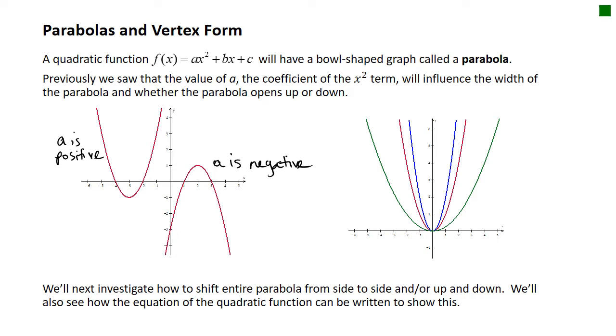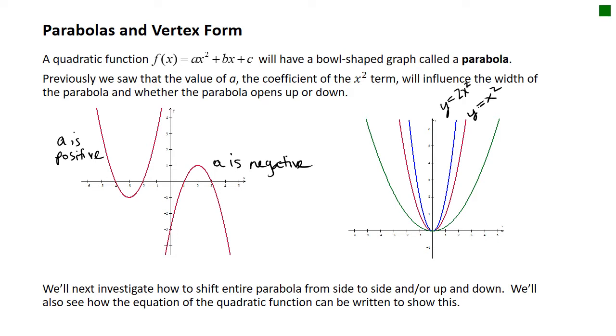What we have here shows how the value of a, not just its sign, can influence the width. This red equation in the middle is actually just y equals x squared. The blue graph that is thinner has a higher value of a, y equals 2x squared. As the value of a gets higher, it stretches the height of the parabola, which makes the width appear to get narrower.